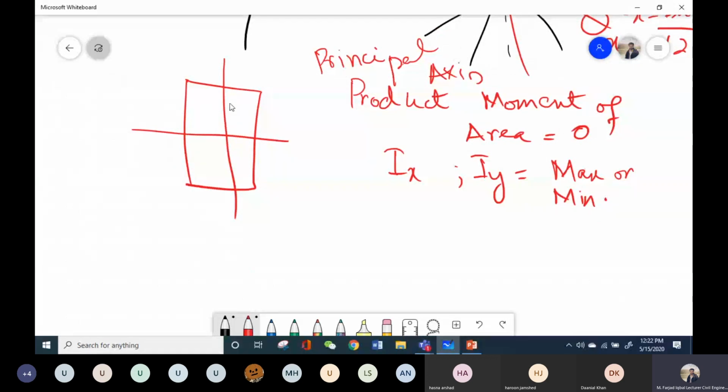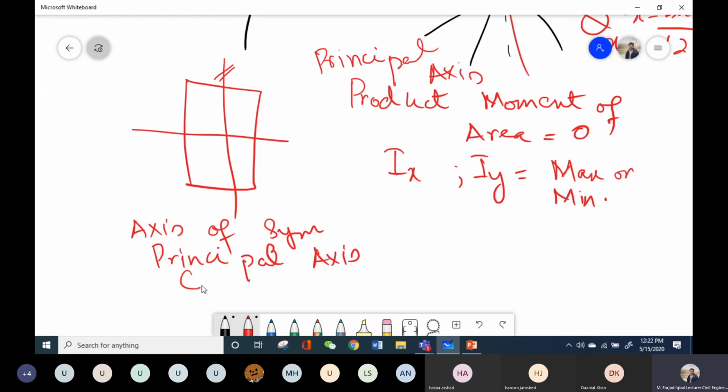Let's look at this example now. In this case, this is my axis of symmetry as well. This is the axis of symmetry, and also the principal axis and the centroidal axis. So one axis is performing the role of all three axes. What if I have an unsymmetrical section like a Z section? In this case, let's say this is my centroidal axis. Here I won't have any axis of symmetry.